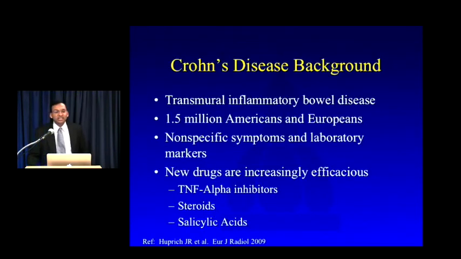So why don't we end our discussion of inflammatory bowel diseases by talking about IBD involving the small bowel, i.e. Crohn's disease. Now, Crohn's disease is a transmural inflammatory bowel disease that affects somewhere in the order of 1.5 million Americans and Europeans. Symptoms are generally nonspecific, laboratory markers typically not helpful, and so imaging really is the key. And this increasingly is important as we have a number of drugs that can be very efficacious in treating Crohn's disease, so you really do want to identify these patients and make the diagnosis effectively at the earliest stages.